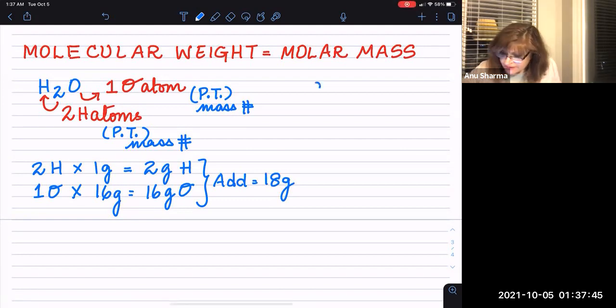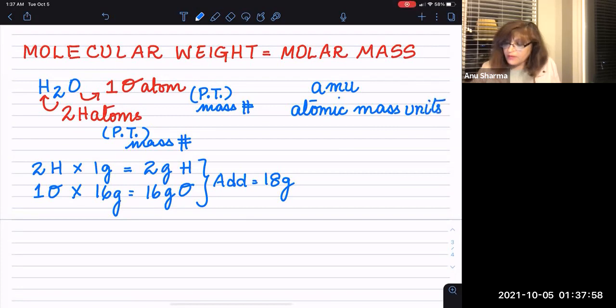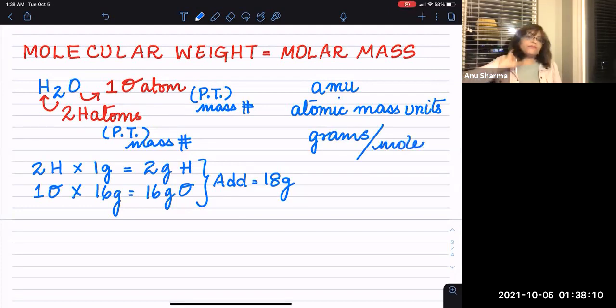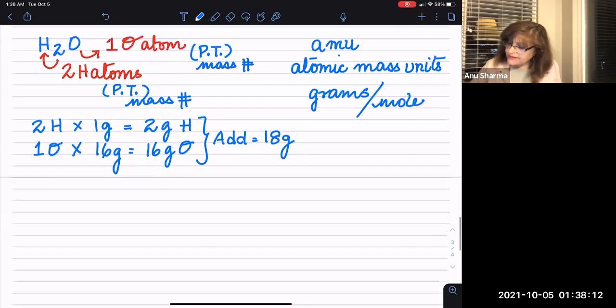Now here's the thing. In the past, they were using atomic mass units. But later on, they changed it. Once the concept of moles came into use, they said this is grams per mole. So these are the units, grams per mole.